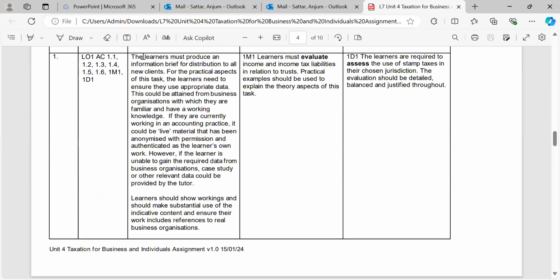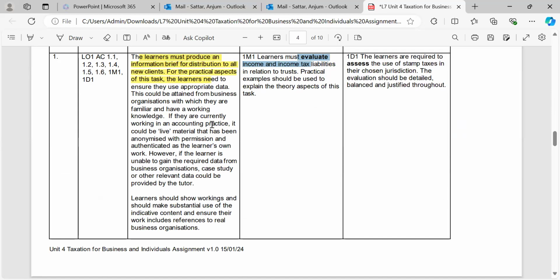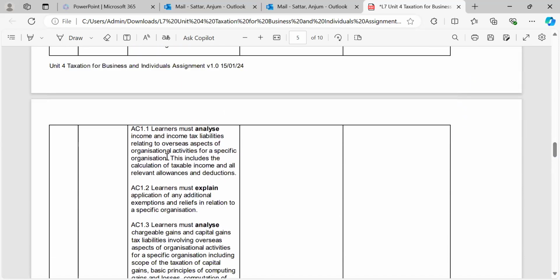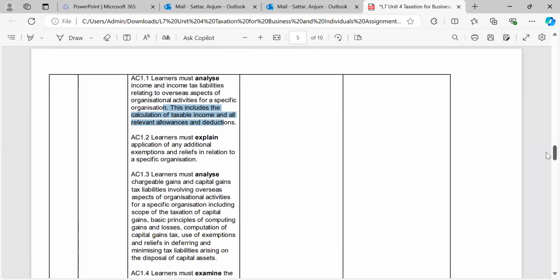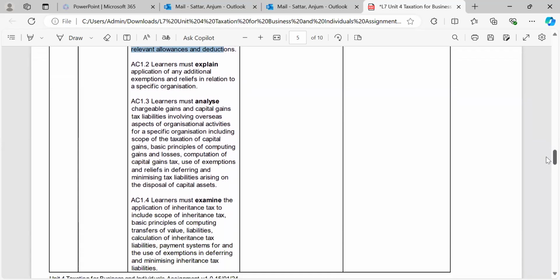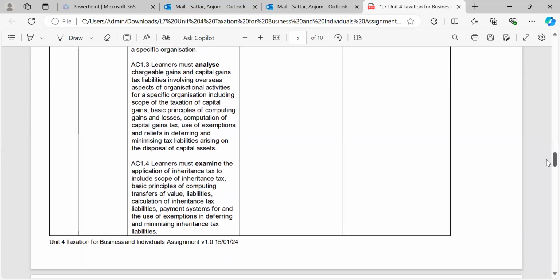The learner must produce the information brief for distribution to the clients. We can focus on the command verbs, which are evaluate and assess, and address them accordingly. Then we have 1.1, where we are supposed to do the calculation of taxable income. Second is 1.2, where the learner must explain the application of additional exemptions and reliefs, which can be in a specific organization or a specific situation, like the chargeable gain, what sort of gains or losses there are, and carry forward.